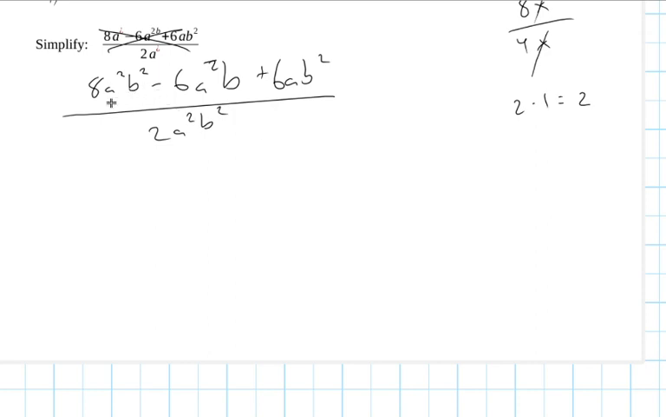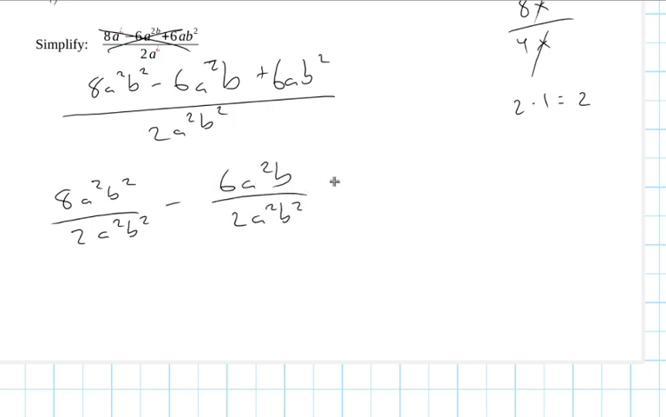In any case, if we have this 8a squared b squared minus 6a squared b plus 6ab squared all over 2a squared b squared, we'll do the exact same thing here. I'll split it up as 3 separate fractions: 8a squared b squared over 2a squared b squared minus 6a squared b over 2a squared b squared plus 6ab squared over 2a squared b squared.